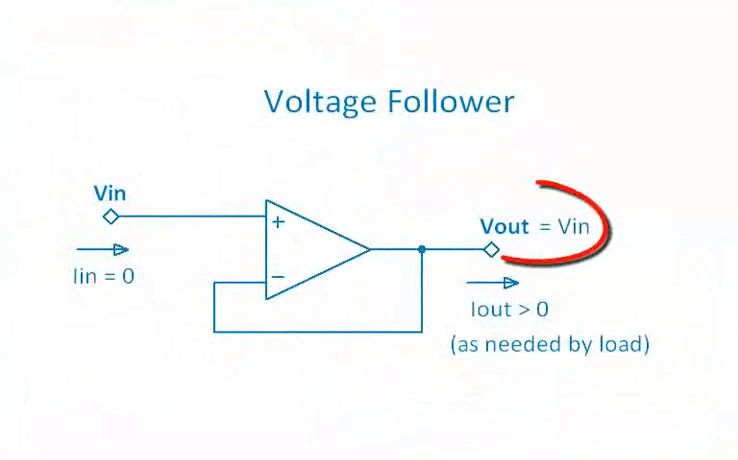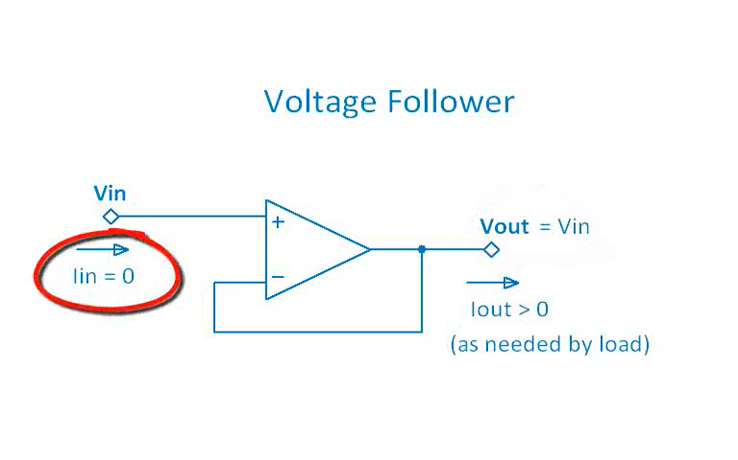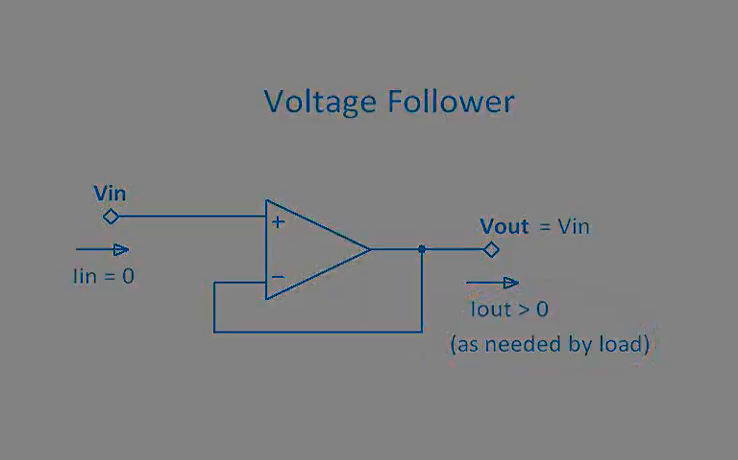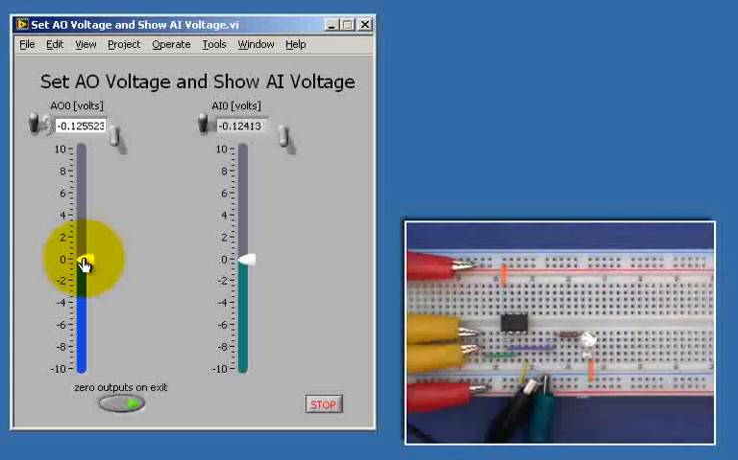Now, the voltage follower provides us the ability to generate a replica of our input voltage, but yet draw 0 effective current from the analog output. The voltage follower is able to produce whatever current is needed by the load to sustain the desired voltage.